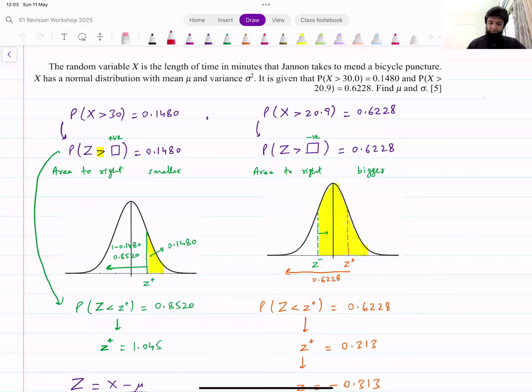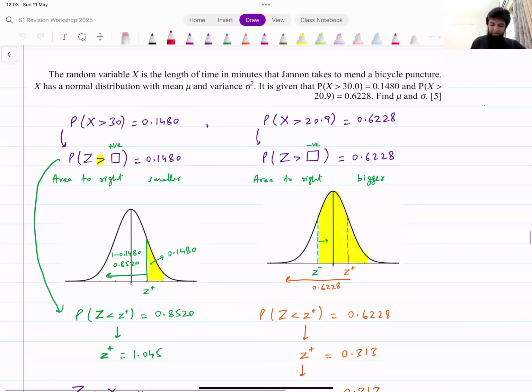Okay, so we were here. In this case, they say the random variable x is the length of time that this person takes to mend a bicycle puncture. X follows a normal distribution with mean mu and variance this, and they've given us two pieces of information. The probability that x is greater than 30 is equal to 0.1480, and the probability that x is greater than 20.9 is equal to 0.6228.